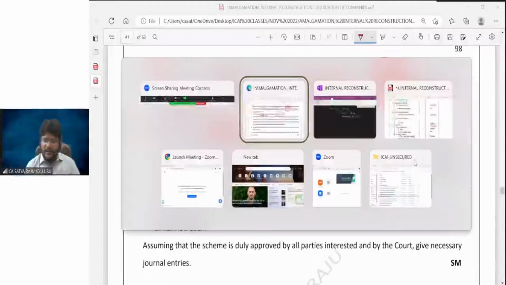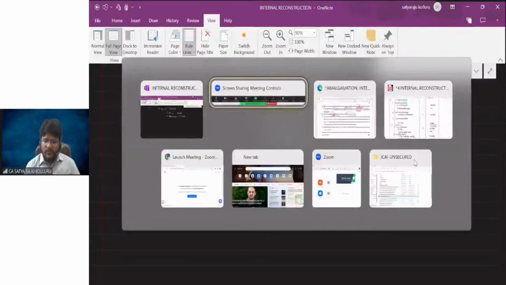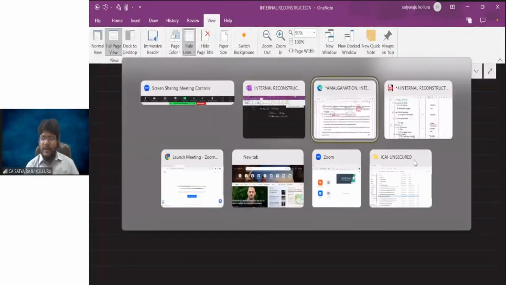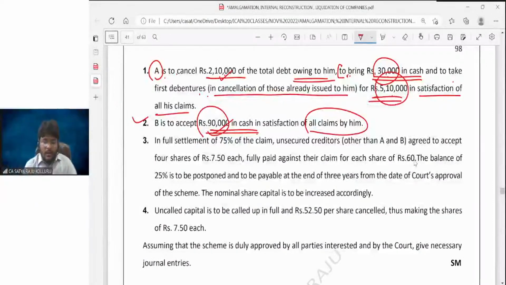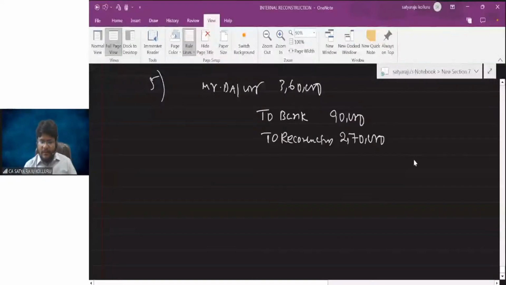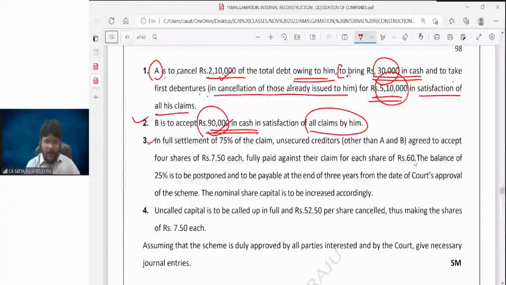Next, come here, guys. All of you, please concentrate. I changed to dark mode because in white and white it is completely merging. This is white color, this is black color, we can easily identify. That is the reason. Fine. Come to point number 3.